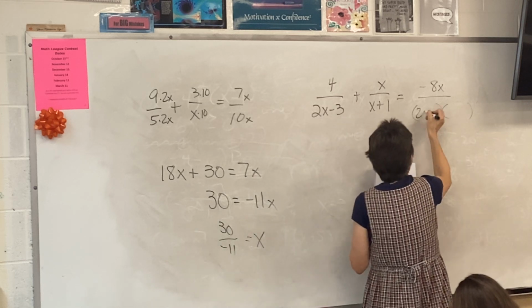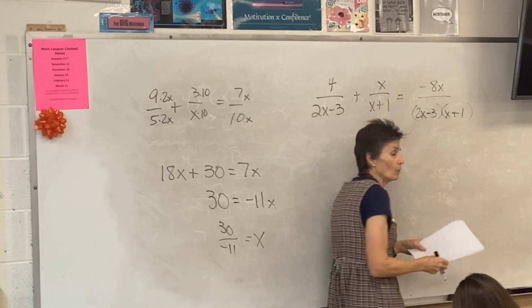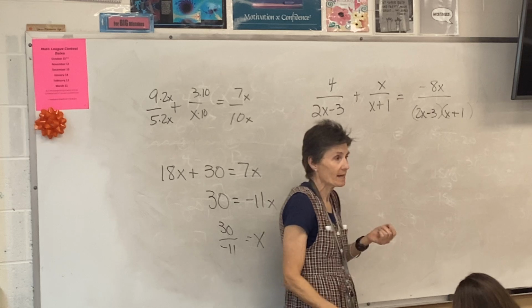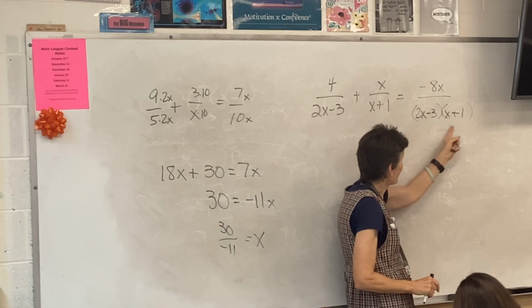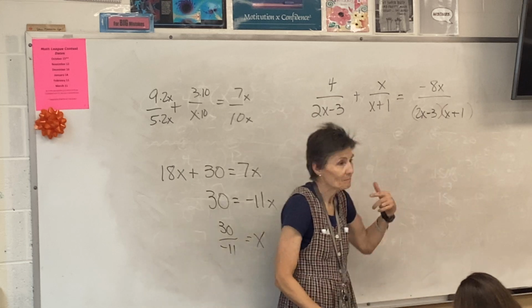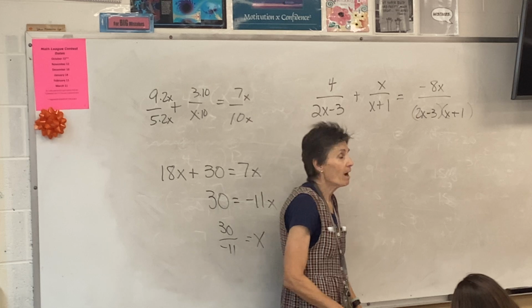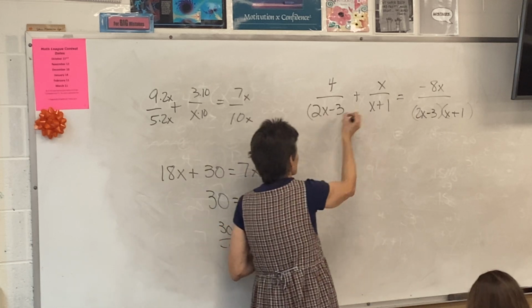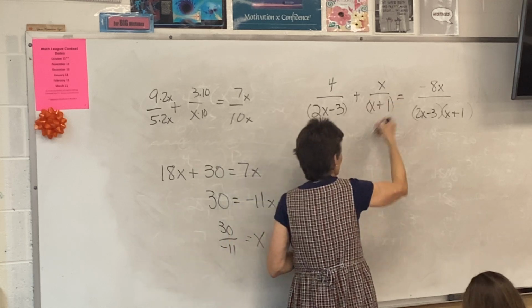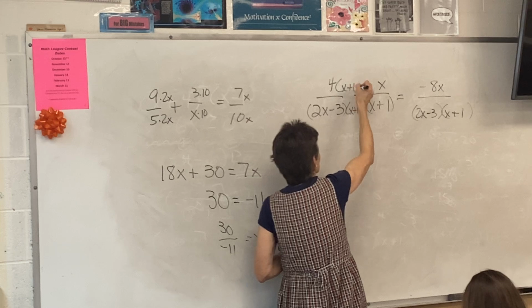2x minus 3, x plus 1. Now, in the real world, that won't always be the case, but that is a good place to start. Does that FOIL to give me what I have here? Yeah. So my common denominator has just two pieces. It has a 2x minus 3 and an x plus 1.